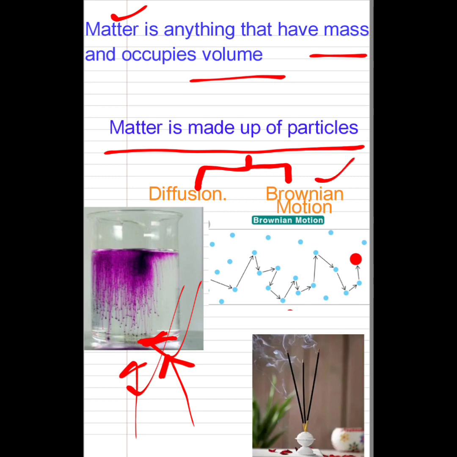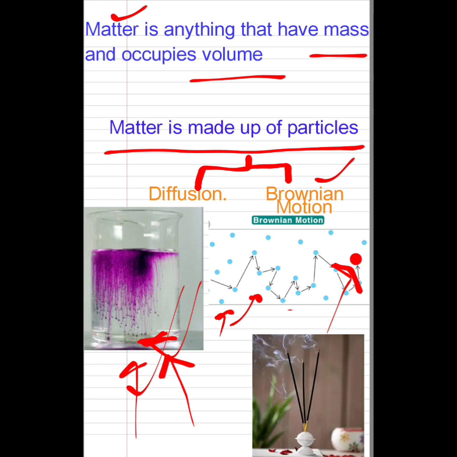Similarly, this Brownian motion was given by the scientist Robert Brown. With his surname, this Brownian motion has been named. Robert Brown took some pollen grains and added them into a beaker of water. Now by microscopic vision, what he saw was, suppose these blue color particles are water molecules and this red color big particle is the pollen grain.